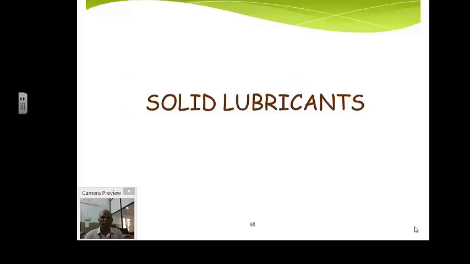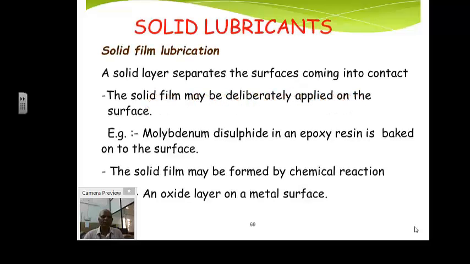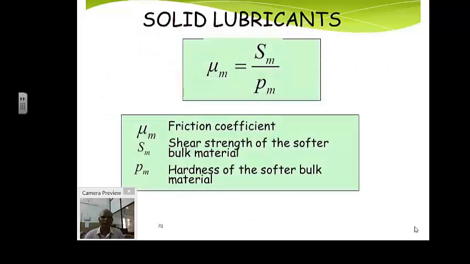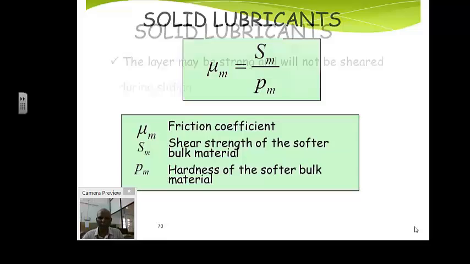Now the last part is solid lubricants. A solid lubricant is a solid layer separating the two surfaces. A typical example is molybdenum disulfide in an epoxy resin baked onto the surface. A solid film may also be formed by a chemical reaction, like in the case of aluminum oxide on an aluminum surface. The coefficient of friction is given by Sm by Pm. The friction coefficient is based on the shear strength of the softer surface as well as the hardness of the softer bulk material.